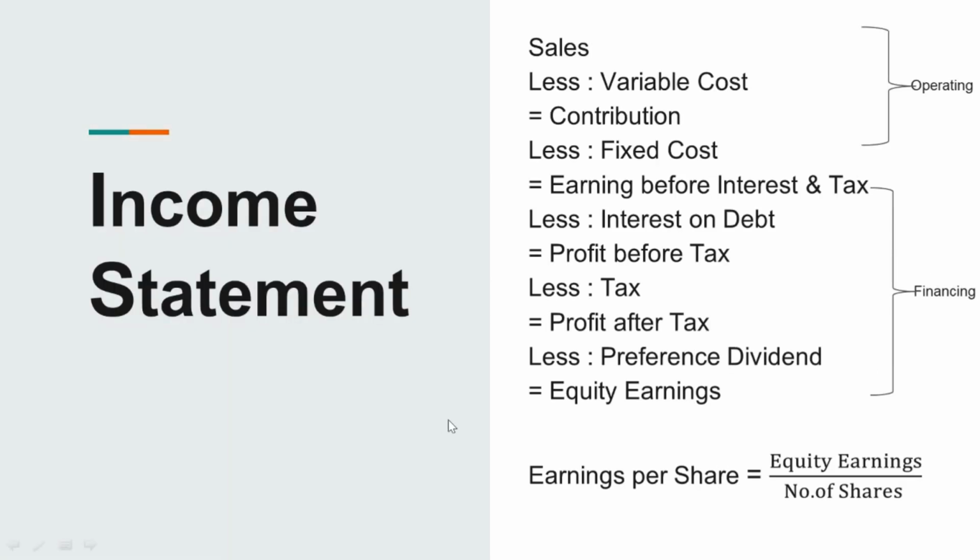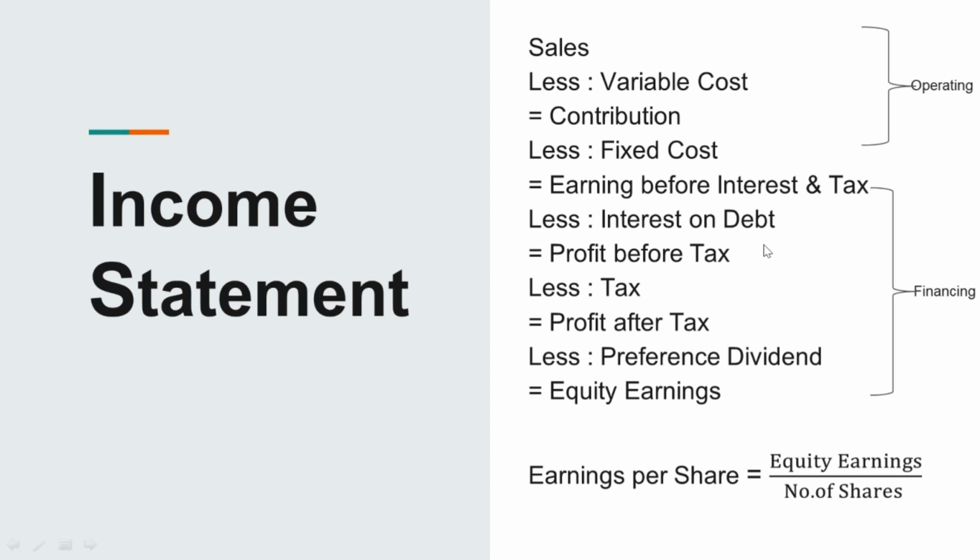Let's start with the income statement, because it's very important if you want to understand what is EBIT and what is earnings per share. If you are not too aware of the income statement, which is also referred to as the profit and loss statement, you can refer to my video which I made specially on this topic to get a better understanding. For now, let's have a look. Starting with sales, when we deduct the variable cost from sales, we arrive at contribution. And when we deduct fixed cost from contribution, we arrive at earning before interest and tax. So in EBIT, we are talking about earning before interest and tax.